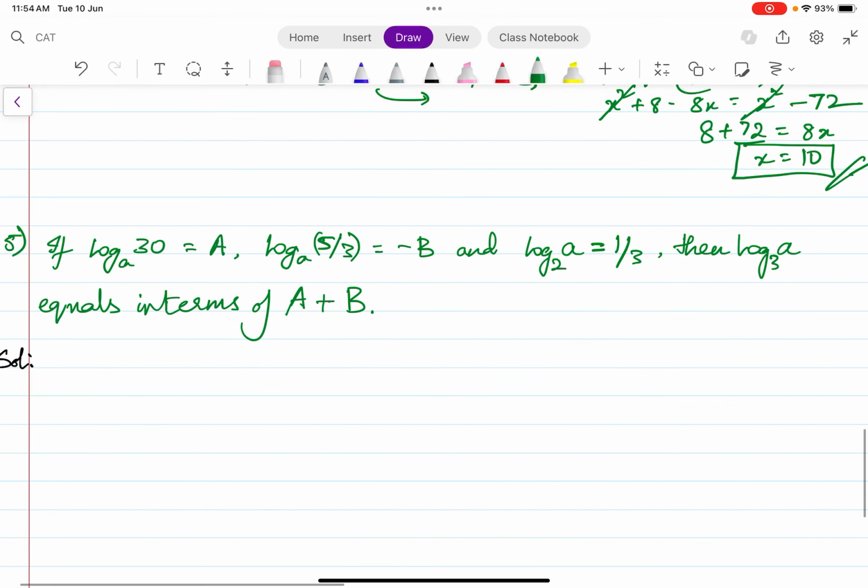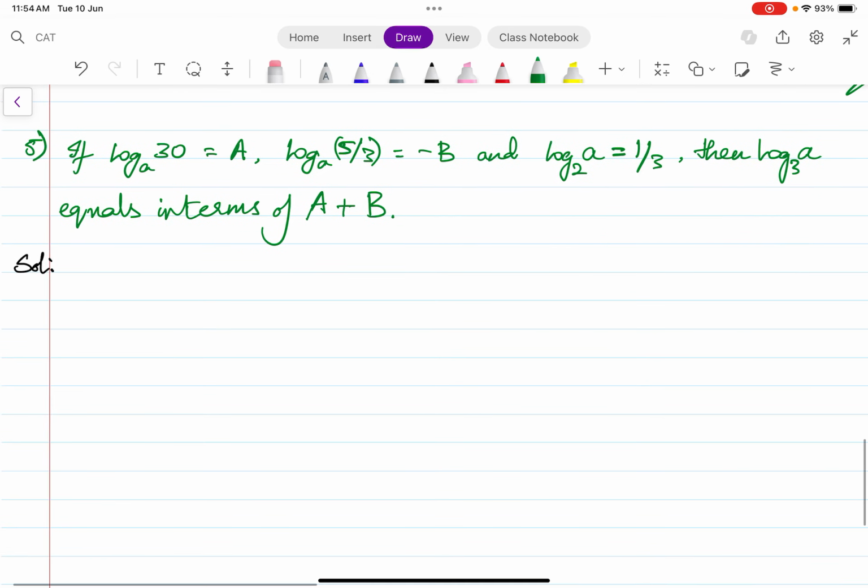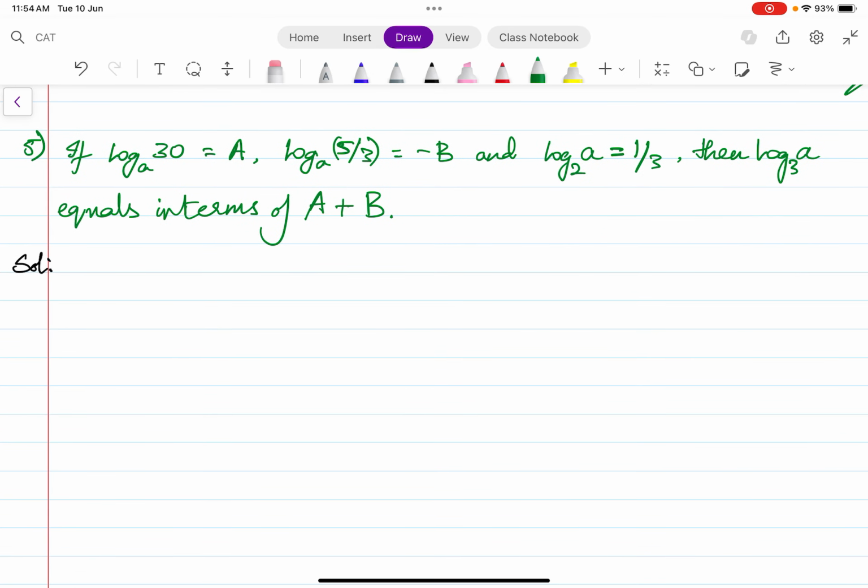So let's do one last problem for logarithms, and we'll be done for this one. So here it is pretty straightforward. Just have a look through the problem and then observe that the final answer should be in terms of a plus b. They want you to represent this in terms of a plus b, right? So since they want us to represent in terms of a plus b, let us start with a plus b, right? So what is a plus b?